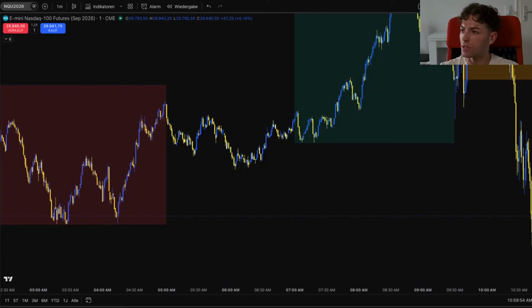If you look at my Discord channel, this was today's London session. What was I saying? Look at where price was. I said looking for shorts. Then I said didn't take the trade because it was after 5 a.m. So London.